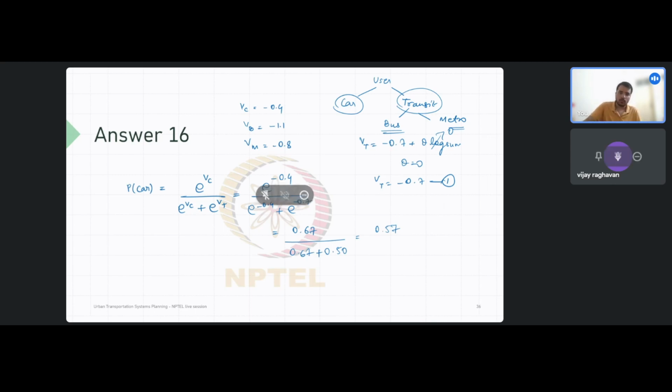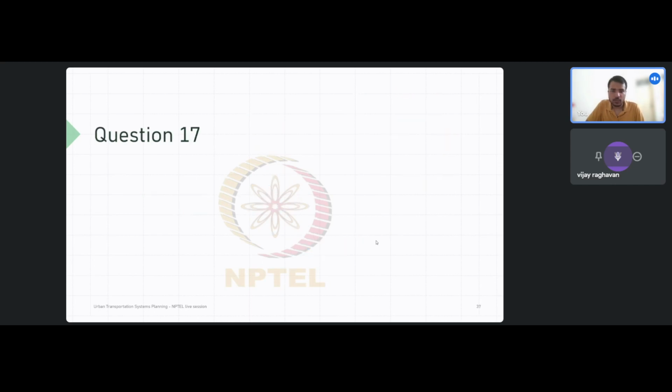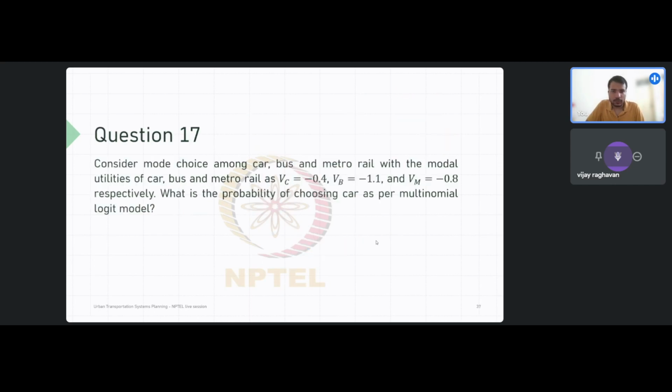Hope it is clear. So we'll move ahead. Okay. So answer is 0.57. Going to question 17. So utilities are given: minus 0.4, minus 1.1, minus 0.8 for car, bus, metro.